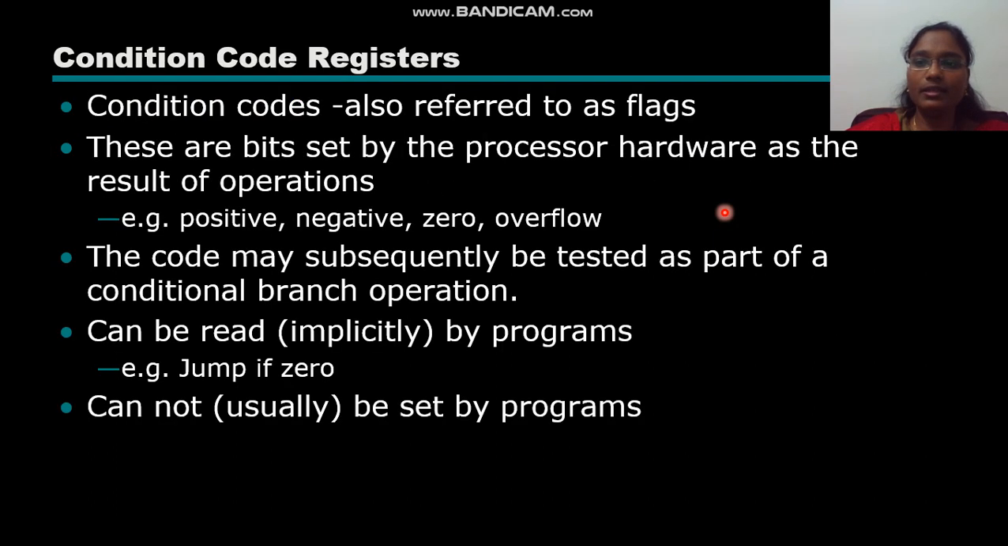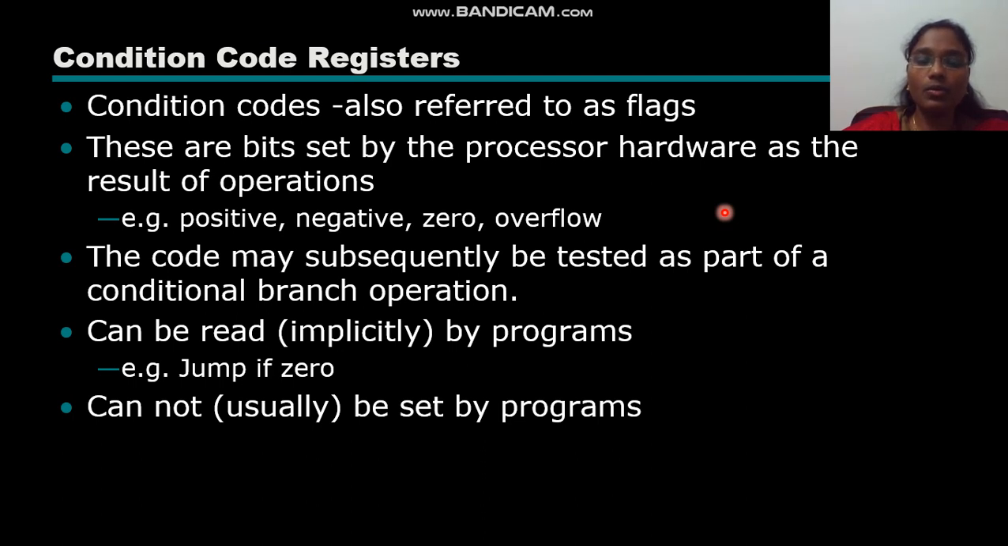And finally, the last one is the condition code registers. Condition codes can also be referred to as flags. These are bits set by the processor hardware as a result of operations. For example, let us take an arithmetic operation or any logical operation. The result of that operation may be a positive value, a negative value, a zero value or an overflow. This result is set as a flag, and that is called the condition code.